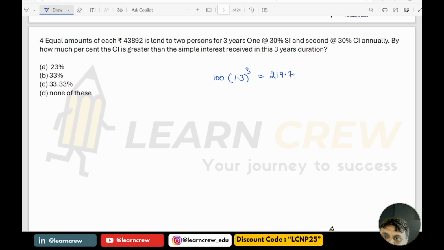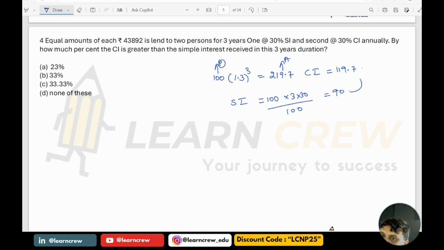so 219.7. So you can say the compound interest to the total, if it is the principal amount, then this is the total amount. Thereby the interest amount is 119.7. This is the compound interest. And what about simple interest? If 100 is the principal, in 3 years at 30% per annum, the simple interest received would be 90.